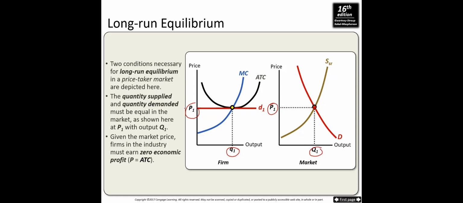Look at here, the market price is P1, and the optimal point for them, profit maximizing point, is MC equals P1. At that point, MC equals P1, that is also equal to ATC, because at Q1, ATC is also P1. So you sell a product at P1, you spend P1, so you are making zero economic profit per unit.